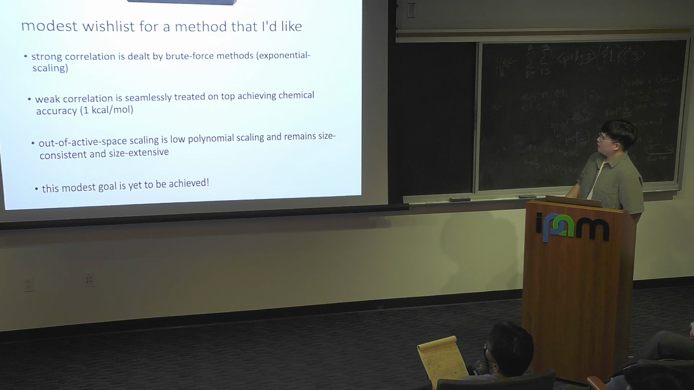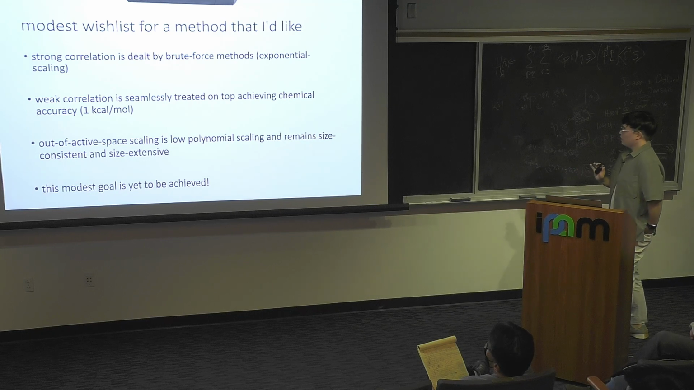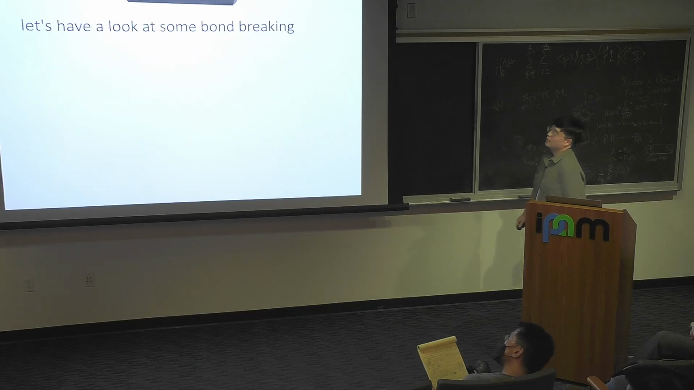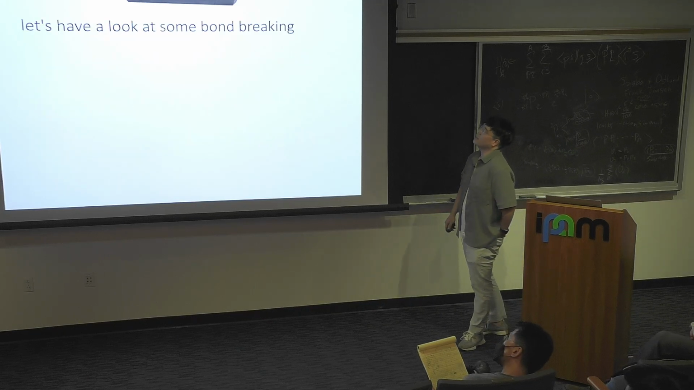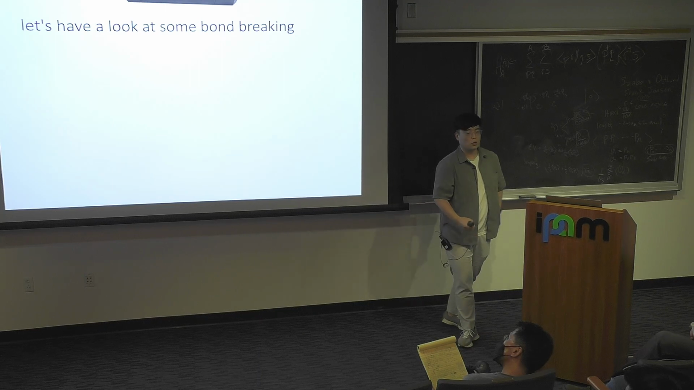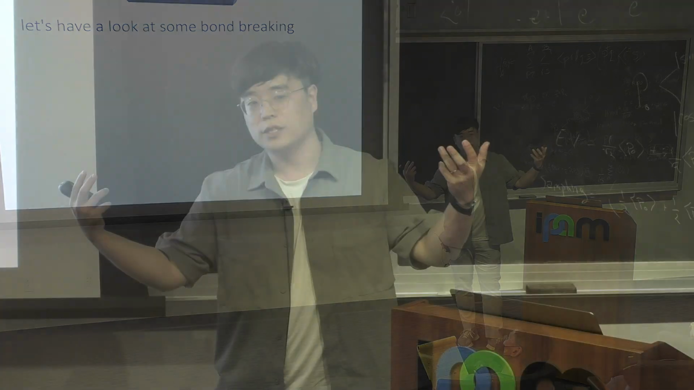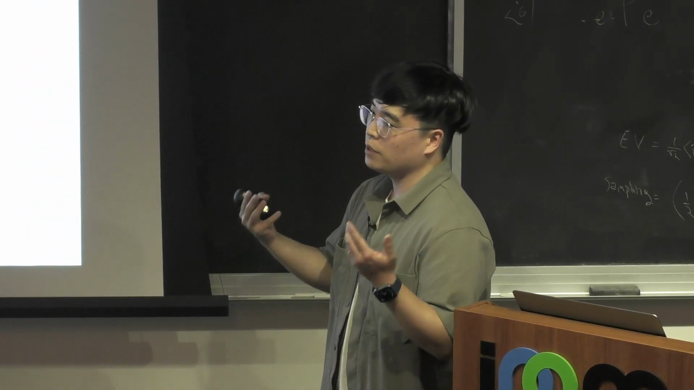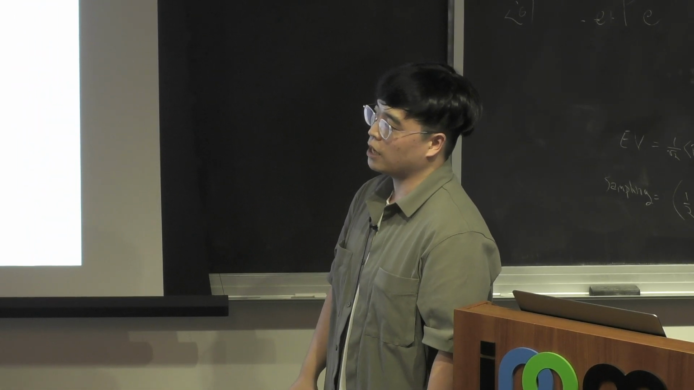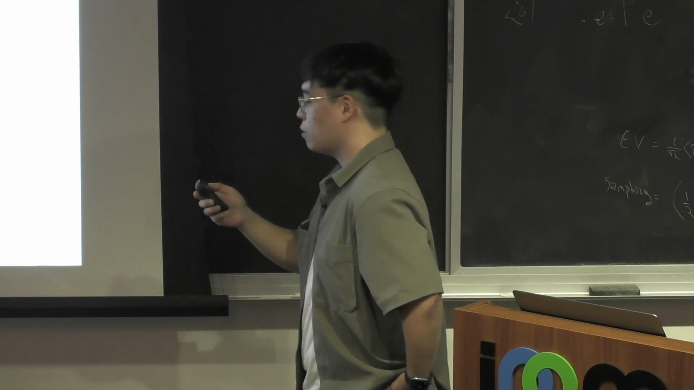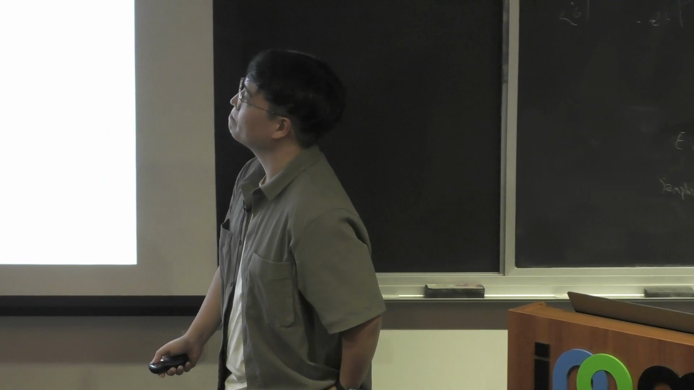Let's see. Yep, so this modest goal is yet to be achieved, and this is what this talk is going to be about. Let's have a look at some bond breaking. So I'm going to artificially introduce spin fluctuations. All these broken bonds with unpaired open shell electrons have to be antiferromagnetically coupled down to the singlet in this case. And this is really the hallmark of strong spin fluctuation.